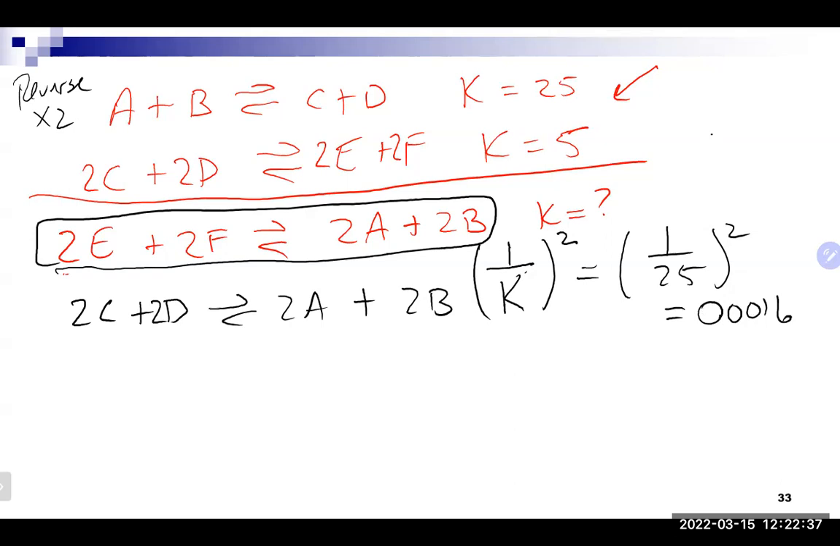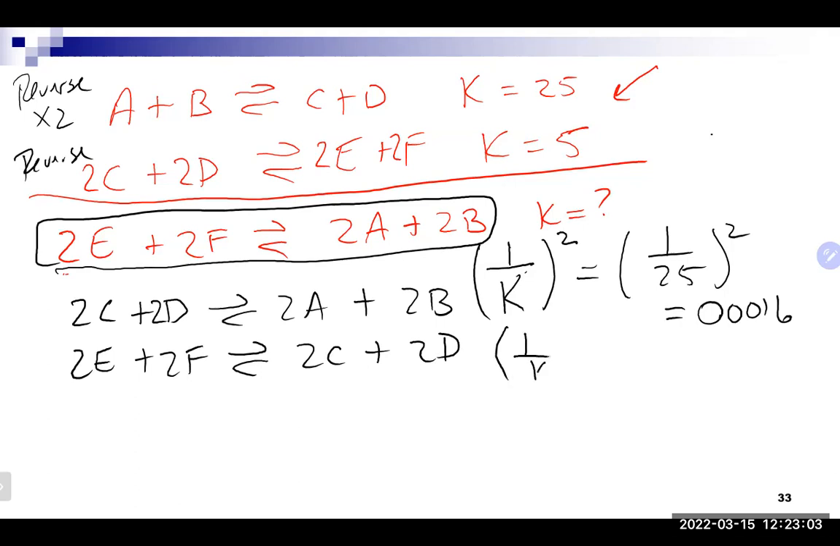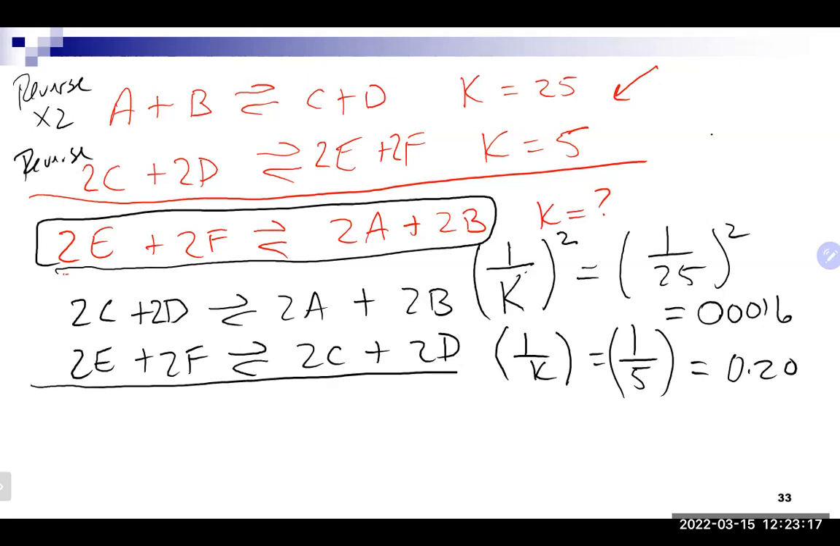For the second equation, I need 2 of E and D, which I do have, but E and F are on the wrong side. So E and F need to be reversed. We reverse it, and that gets us 2E plus 2F goes to 2C plus 2D. In this case, all we did was reverse it, which means we just take 1 over K, which would be 1 over 5 in this case, and that gets us 0.2.